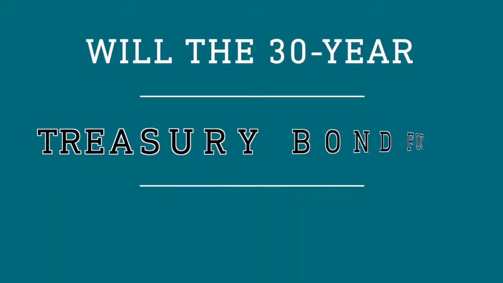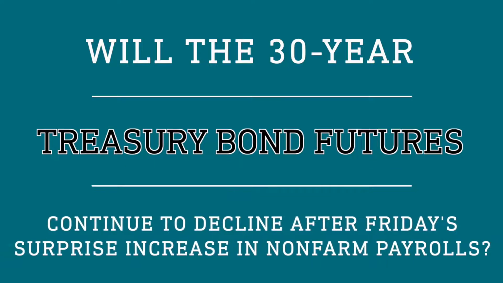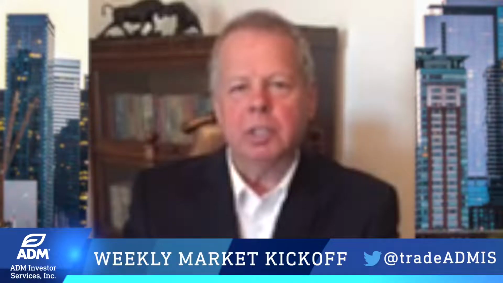Will the 30-year Treasury bond futures continue to decline after Friday's surprise increase in non-farm payrolls? Well, it looks like the 30-year Treasury bond futures have broken out now to the downside, and a good part of this may be linked to the anticipation that the U.S. economy may be recovering to some degree.